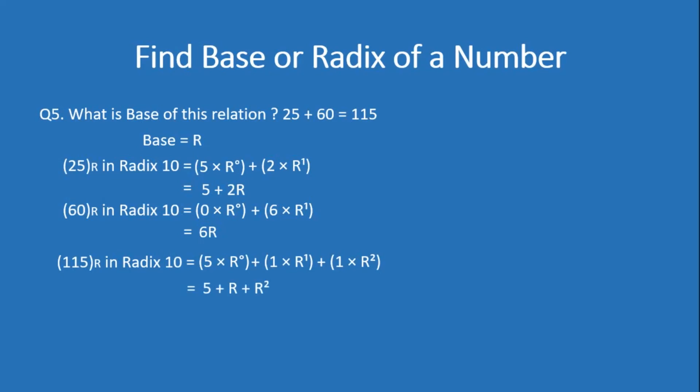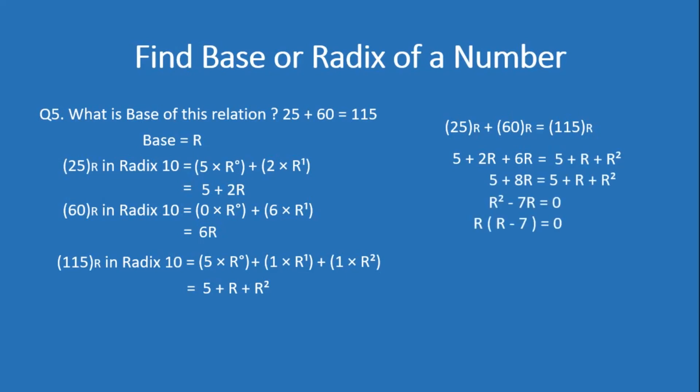Now we will put those values in the relation and we will calculate the value of r, and that will be the result. So this is the relation and we will put those values. In place of 25, 5 plus 2r, in place of 60, 6r, and in place of 115, 5 plus r square. Now we will solve the equation and we get r equal to 0 and 7. And we know that the base can't be 0. So the result will be 7.